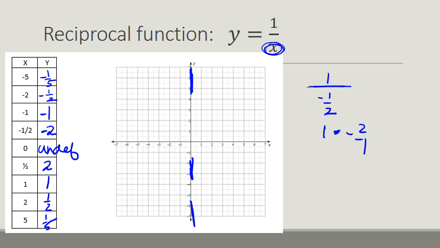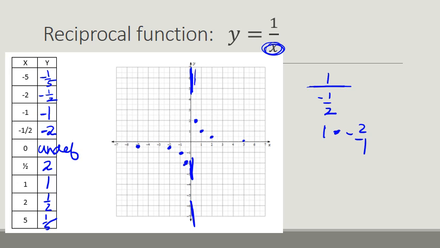So if I graph this, -5 and -1/5, -2 and -1/2, -1/2 and -2. I skipped to -1 and 1. And I've got my undefined, 1/2 and 2, 1, 1, 2 and 1/2, and then 5 and 1/5.